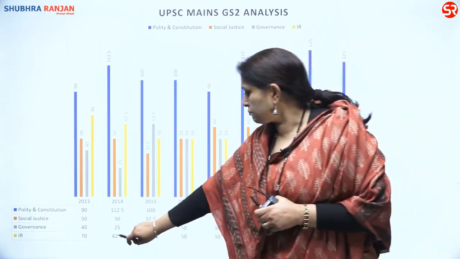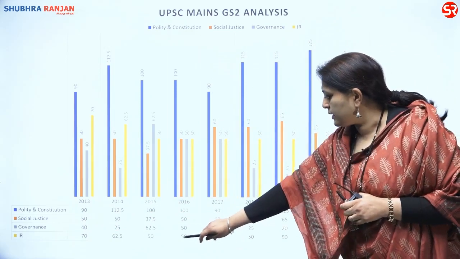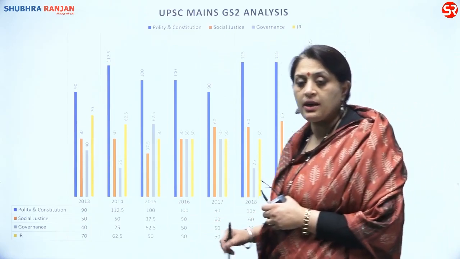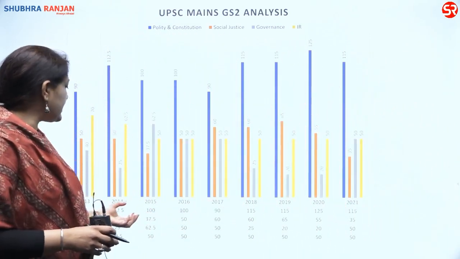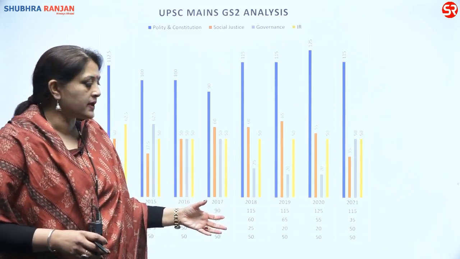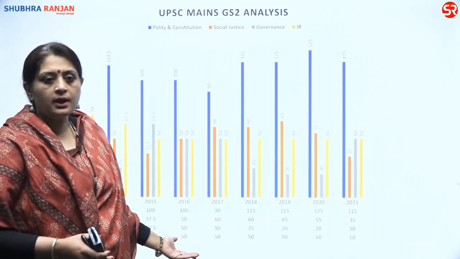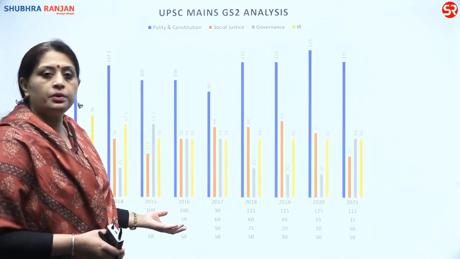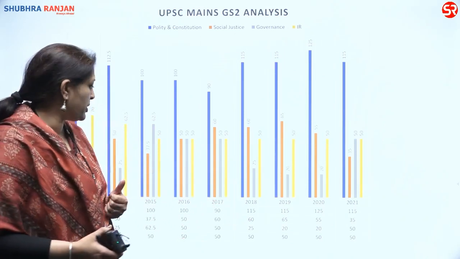Now, if you see international relations, the trend is static. Around 50 marks of questions are being asked in international relations. So PSIR students, if you focus, you need not prepare anything more than the type and level of questions they ask in the optional. So this becomes a cakewalk in the GS paper for you.